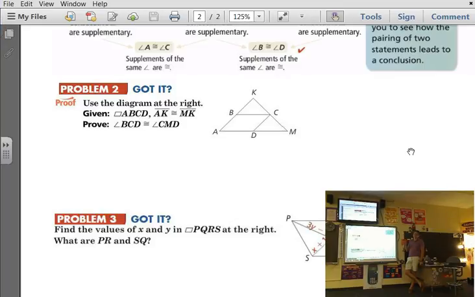that ABCD is a parallelogram inside of triangle AKM. We're also told that AK is congruent to MK. So what kind of triangle is this if AK is congruent to MK? Isosceles, right? And that's all we know. So we're trying to prove that angle BCD is congruent to angle CMD.